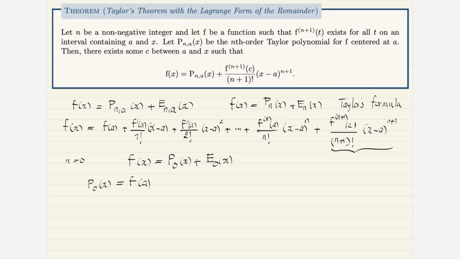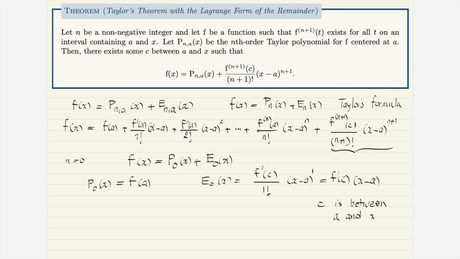So e0 of x becomes equal to the first derivative of f calculated at c divided by 1 factorial, because n is 0, and x minus a to power 1. So this is essentially f prime of c times x minus a. And what is c? c is between a and x. So that is the special case of Taylor's theorem for the case that n equals 0.